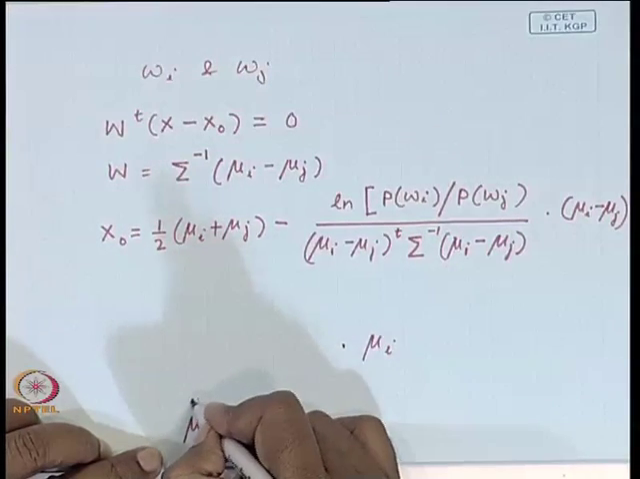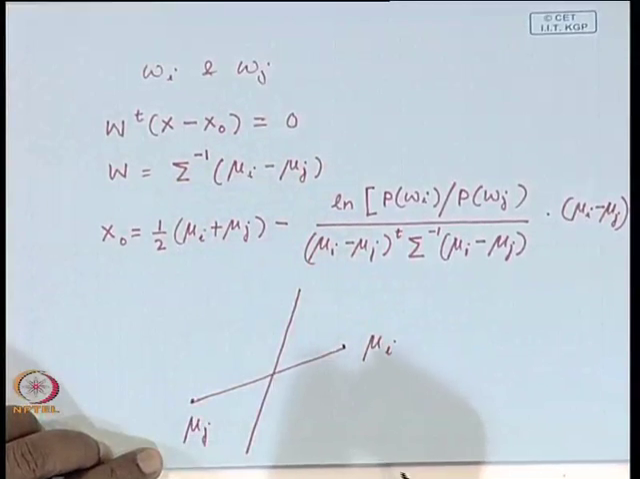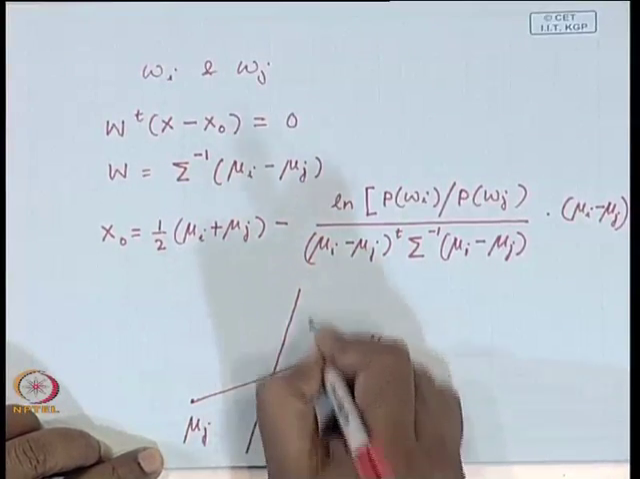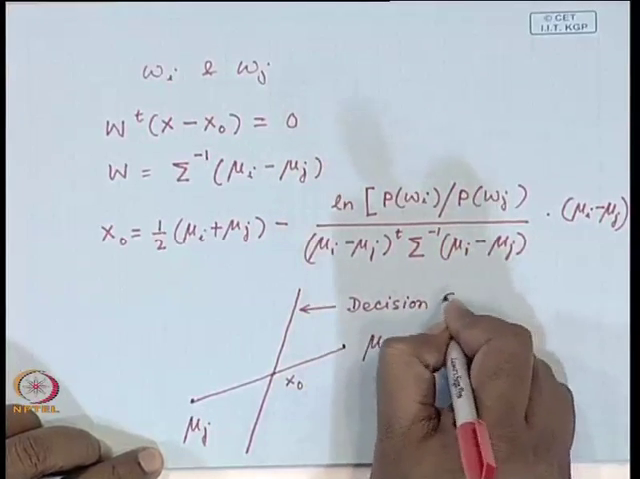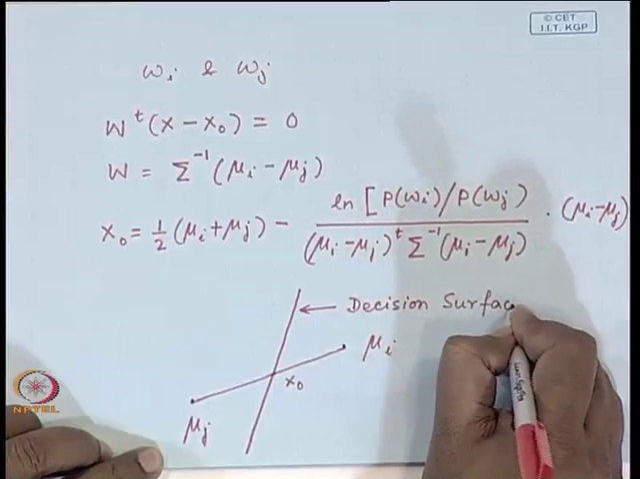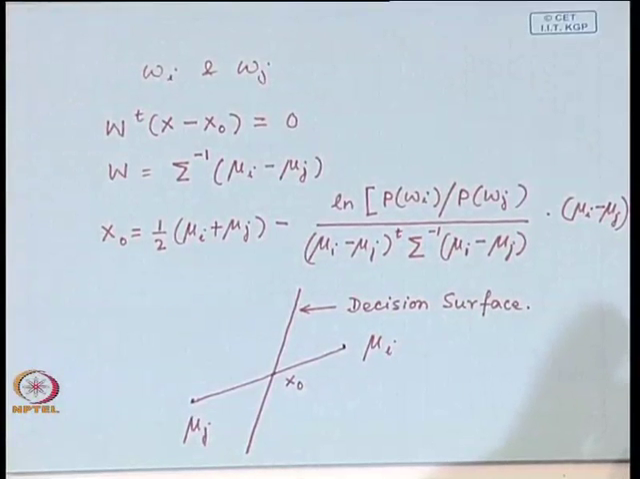So, effectively the kind of situation that we will have is, if I have these two means mu I and mu j, this is the line joining mu I and mu j, and the decision surface will be something like this. This is point x naught and this is your decision surface. Okay. So, we still have linear classifiers, the decision surfaces between two classes are still hyperplanes, but this is not an orthogonal bisector, or this is not orthogonal to the line joining mu I and mu j.